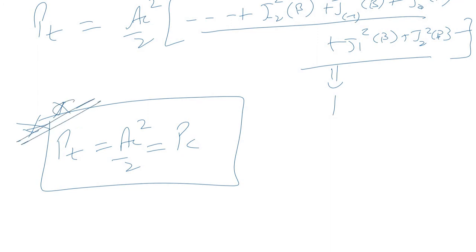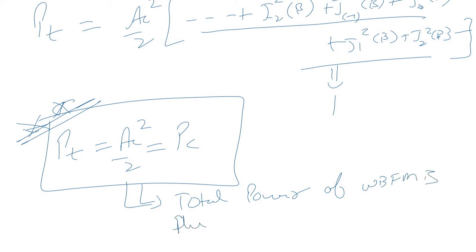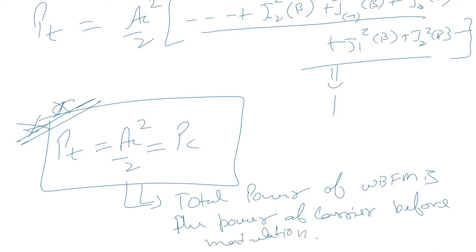The total power of a wideband FM type of signal is the power of the carrier before modulation. As simple as that. The total power of wideband FM is the power of the carrier before modulation, right?